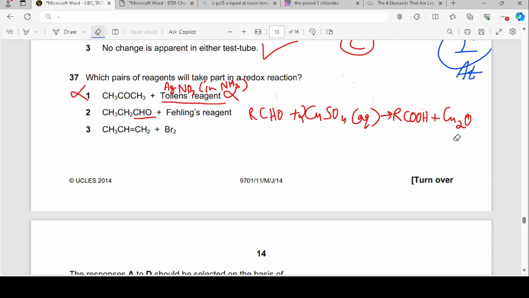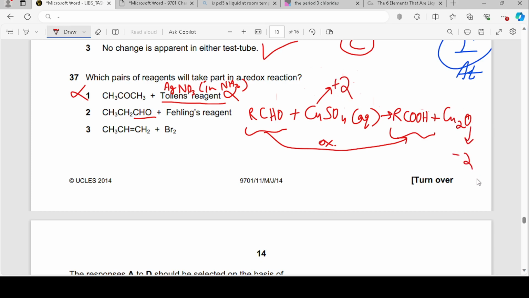But anyways, the point that I'm making right now is that, yeah, okay, so this is obviously oxidation. And over here is Cu2+ SO4 2-. So this is +2. Whereas in Cu2O, oxygen has a fixed oxidation state of -2.